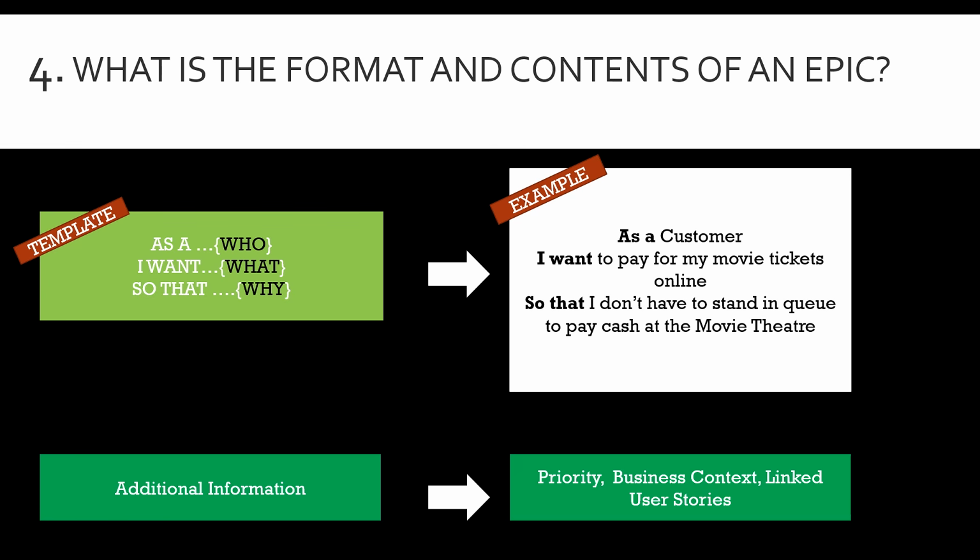And then it has the business context, which provides more context on why this particular requirement is listed in the first place. All the things which we spoke about in the BRD can be added here as business context. And then it has links to the detailed user stories. An epic gives a high-level requirement of what is required. In the next slide, we'll speak about the detailed user stories.